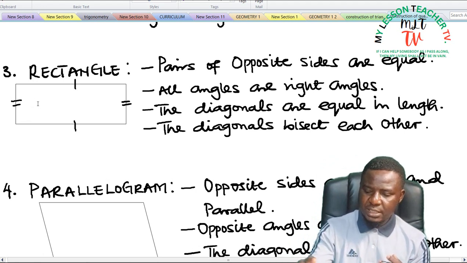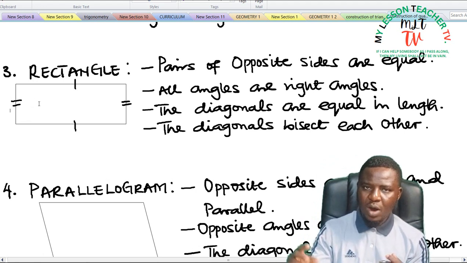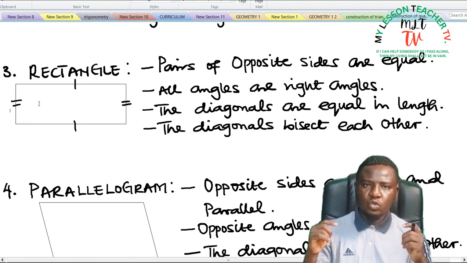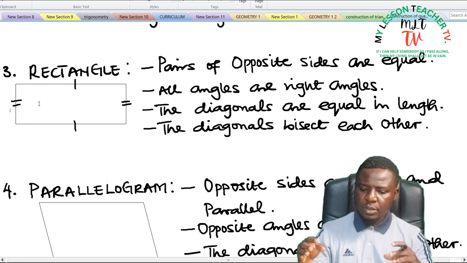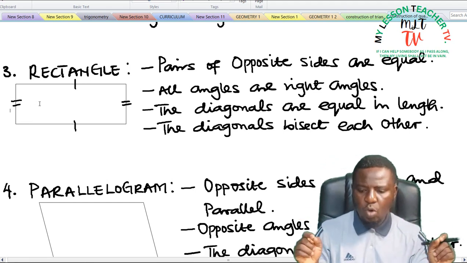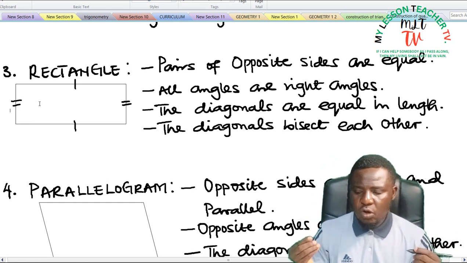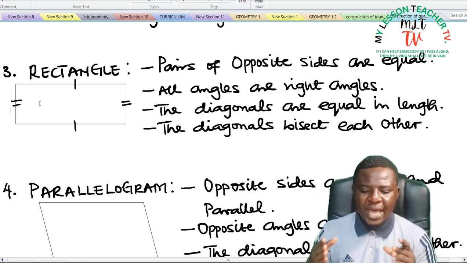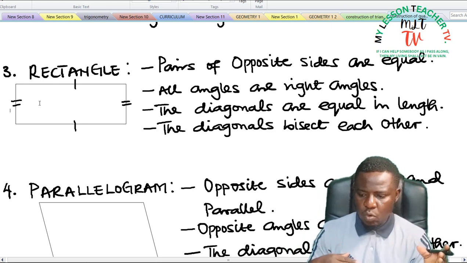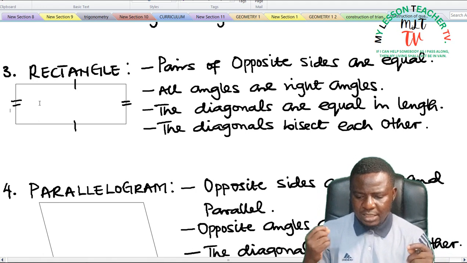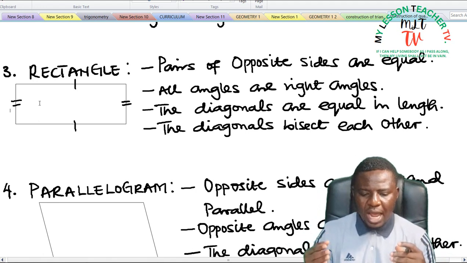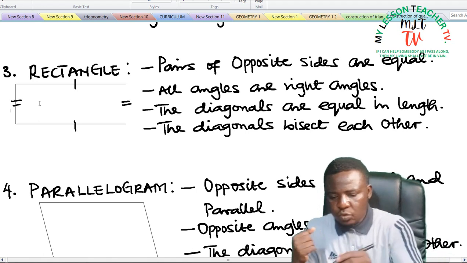For the length I have 1 stroke, while for the height, or the breadth, you have 2 strokes. So that differentiates the length from the breadth to show you that they are not equal. So under the properties of a rectangle, we have it that pairs of opposite sides are equal, which I have explained. And the second property is that all angles are right angles.